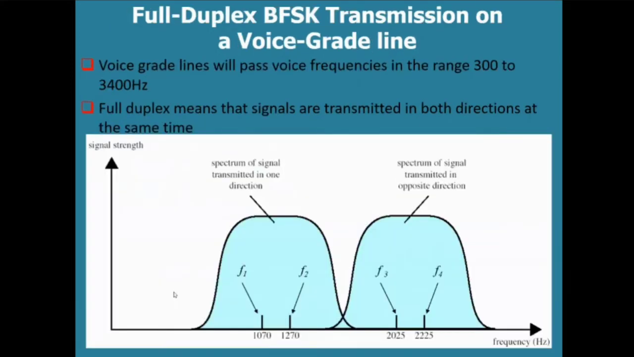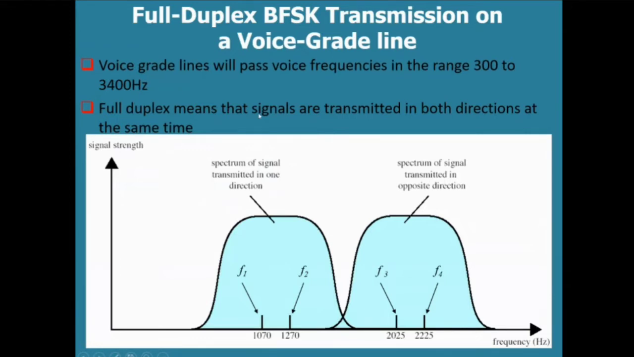Full duplex means there is both direction to be carried out, transmission and reception carried out on both directions. Full duplex FSK transmission on a voice grade line is up to 1200 bits per second. Voice grade lines will pass voice frequency in the range from 300 to 3400 hertz.